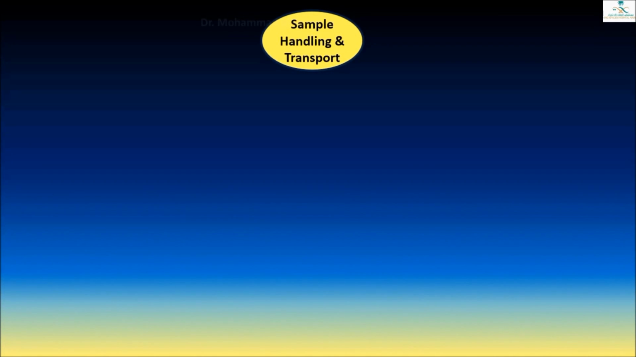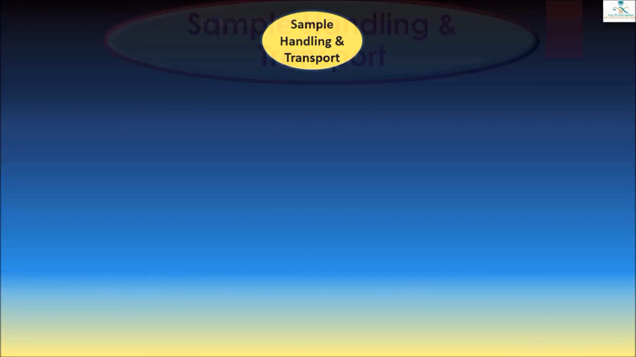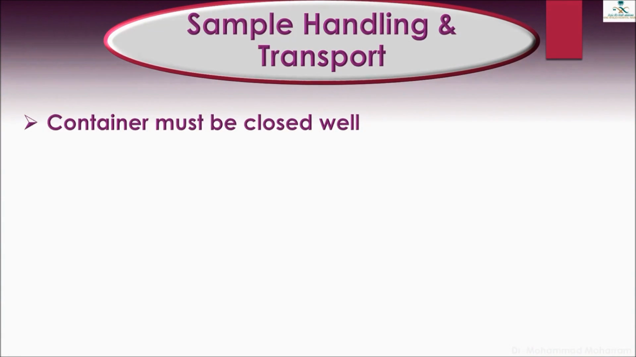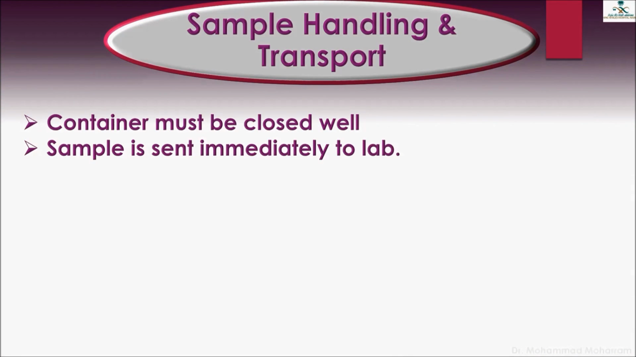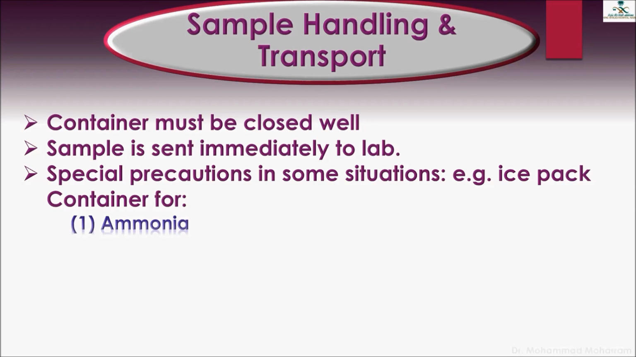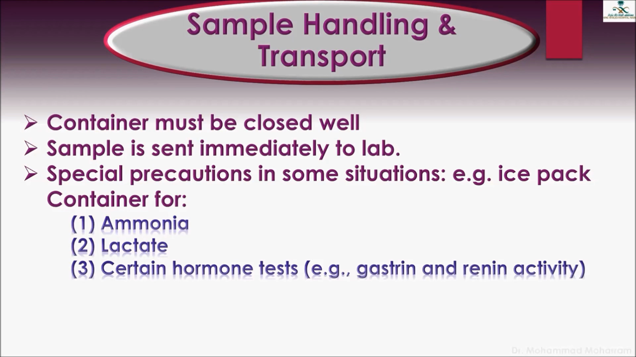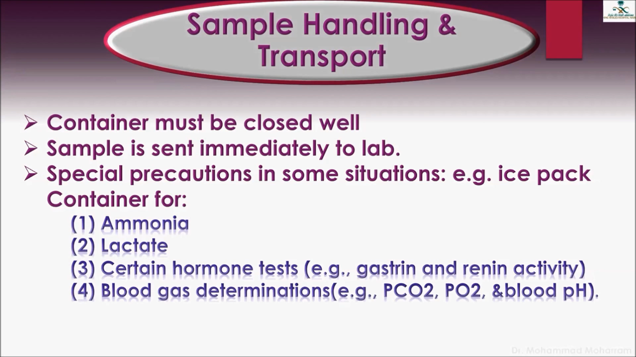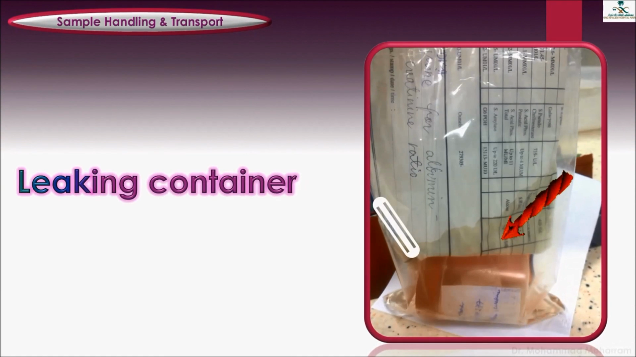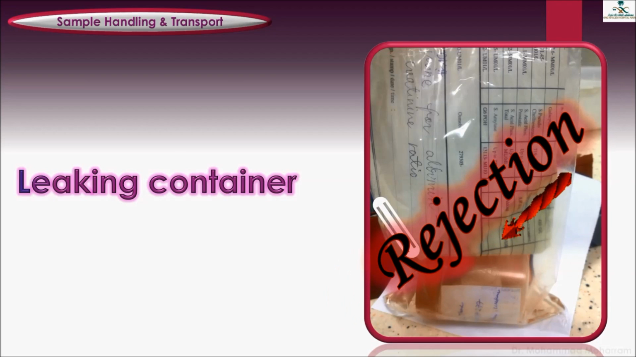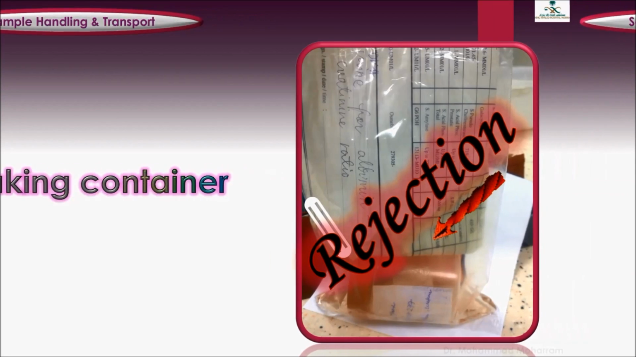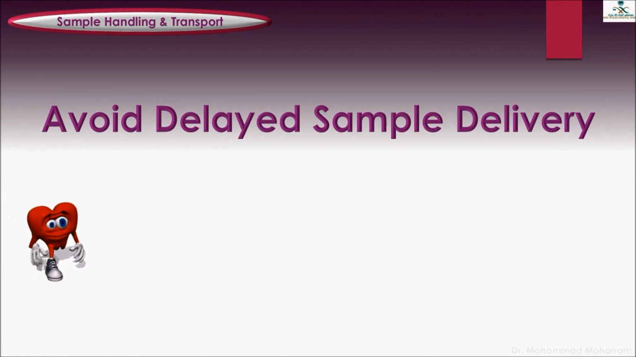The next pre-analytical error is due to improper sample handling and transport. Container must be closed well. Sample is sent immediately to lab. Special precautions in some situations as ice pack container for some tests like ammonia, lactate, certain hormone tests, blood gas determinations. This is an example of leaking container. Such samples are rejected. Avoid delayed sample delivery.